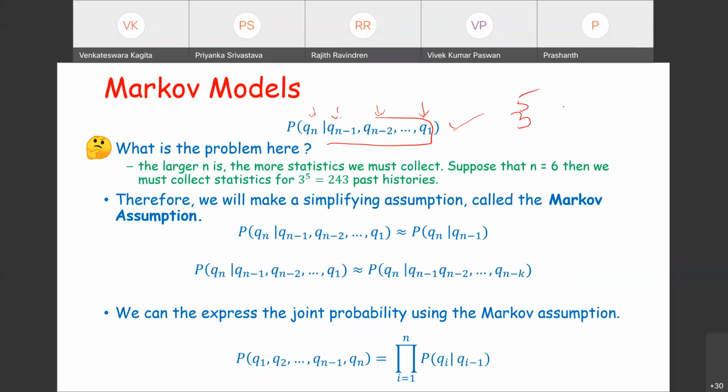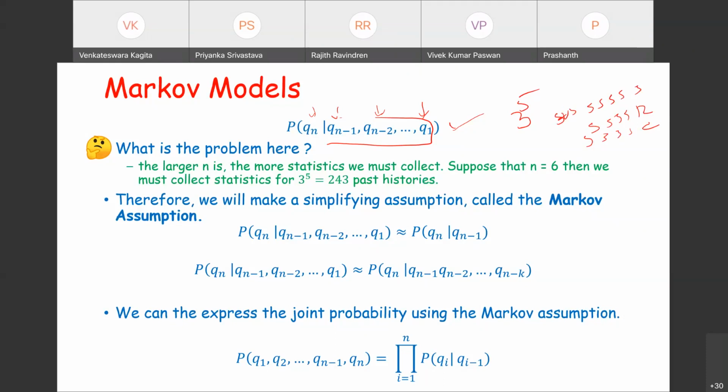The sequence could be sunny, sunny, sunny, all 5 days sunny. This could be sunny, sunny, sunny, sunny, raining, or sunny, sunny, sunny, sunny, cloudy. All these sequences are possible, right? If you consider all the possible sequences, that is 3 power 5, which is 243 past histories you need to store. What if n is 100? 3 power 100. What if the number of states is not 3, but some 10?